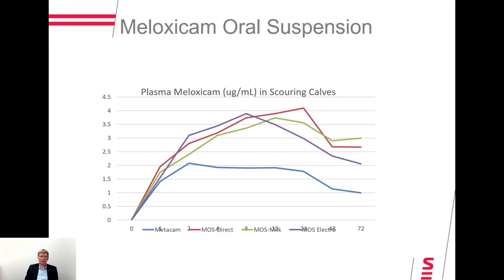And so, when you discuss it with your veterinarian, it would be a good topic of discussion, because the advantage and the ease of giving oral meloxicam in an electrolyte solution or in milk is considerable.